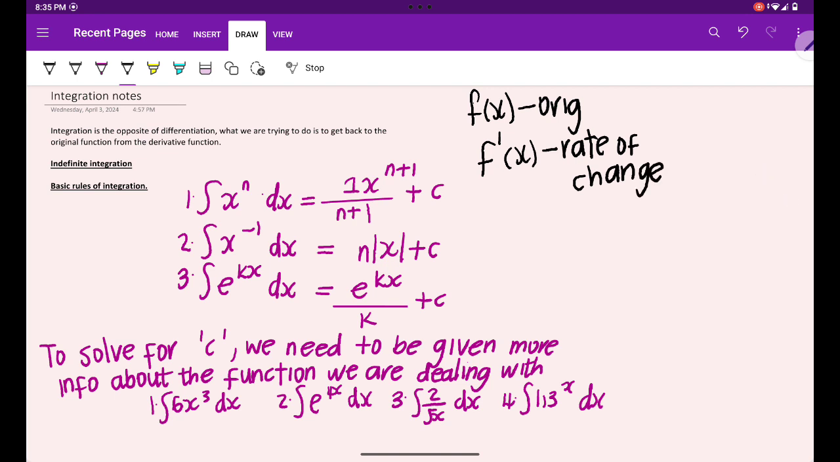With integration, what we are trying to do is to move from the f1 of x function back to the original function. So we are basically undoing the differentiation that we did, and that's what integration is all about. There are certain rules that you need to follow in order to reverse the differentiation. We have two types of integration.